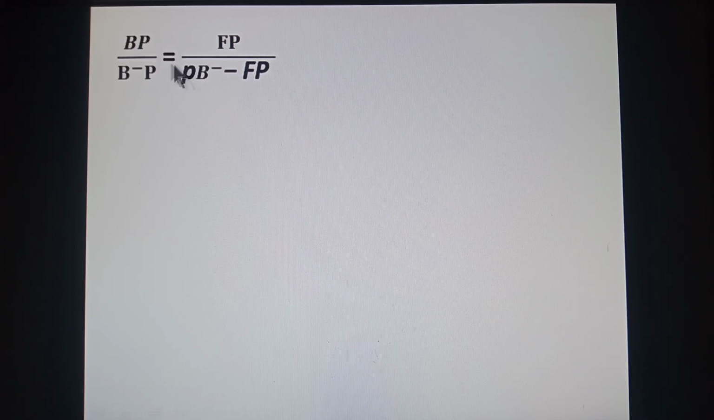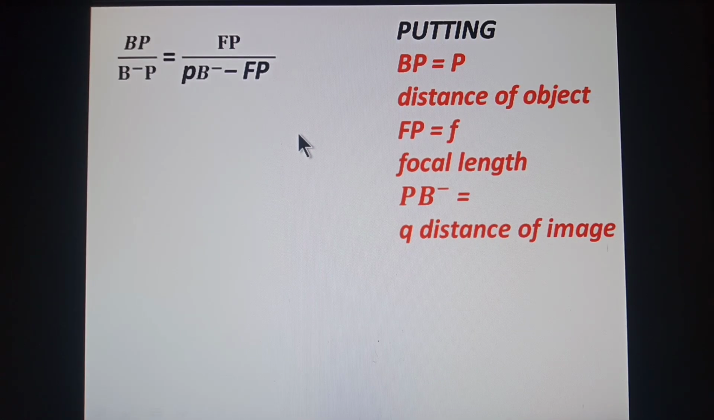Now students, these lengths have specific names. What are these names? BP is actually the distance of the object, and I represent it with P. In some books, it is also represented with U or any other letter. However, here I represent it with P, the distance of the object. FP is the focal length. I represent it with F. Similarly, PB prime is the distance of the image. I represent it with Q. So after these representations, the equation gets this form: P over Q is equal to F over Q minus F.